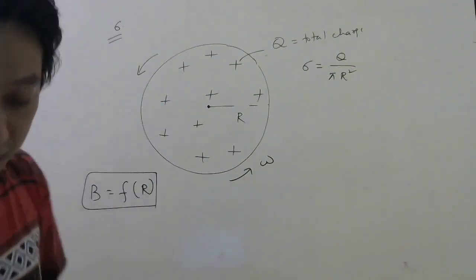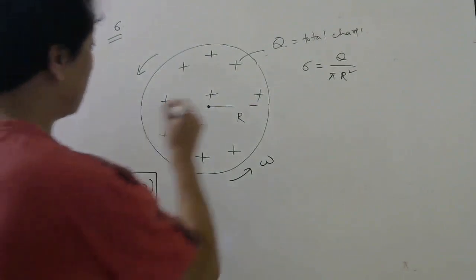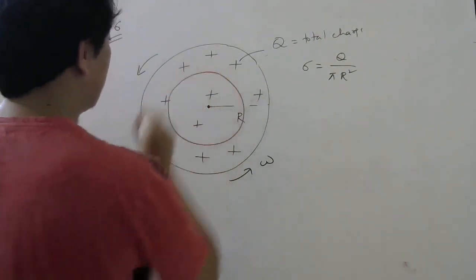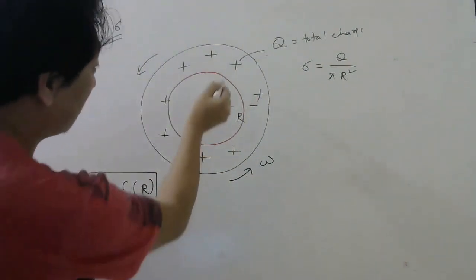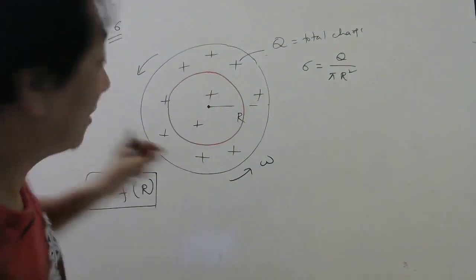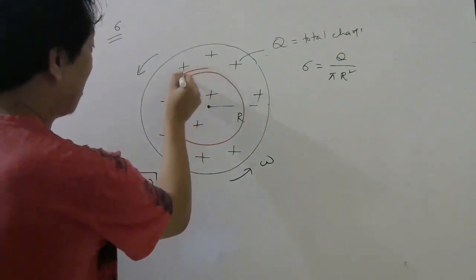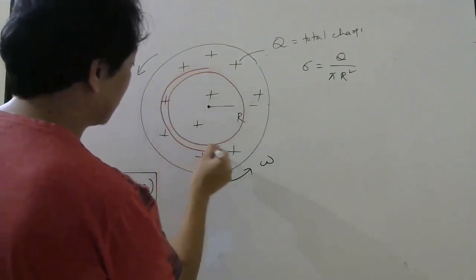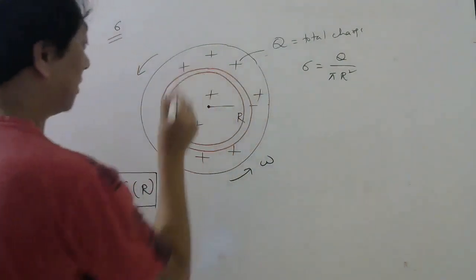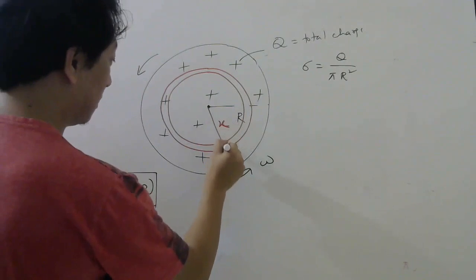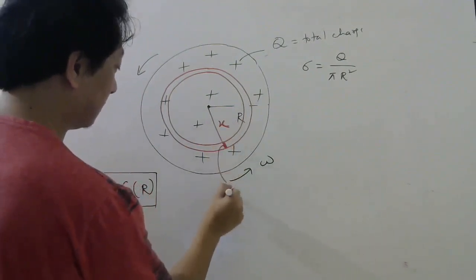So let us start. Again, the same kind of thing. We will consider here a very thin ring. You can consider whatever I have drawn as a ring. The thickness should be this much, but for clarity, let me draw one more line. So let me consider a ring whose radius is x and thickness is dx.